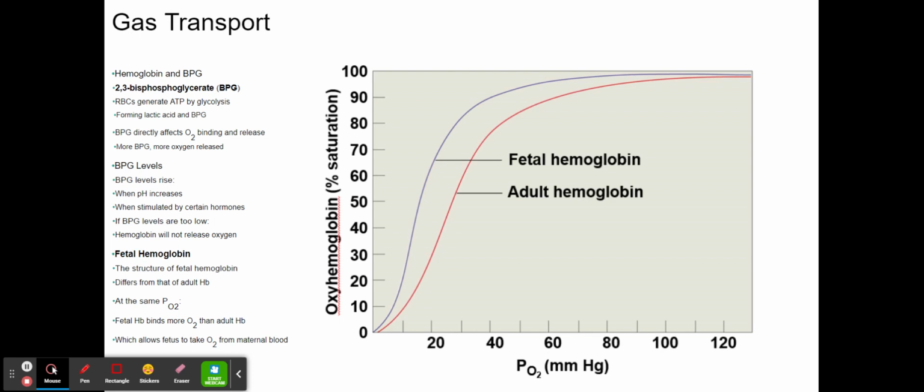When BPG levels get too low, hemoglobin becomes firmly bound to the available oxygen. The blood is then useless for transfusions because the red blood cells will no longer release oxygen to the peripheral tissues, even at a disastrously low PO2.